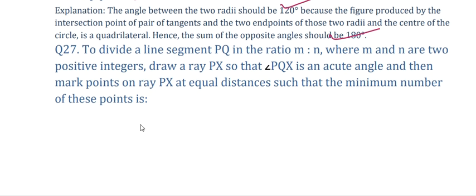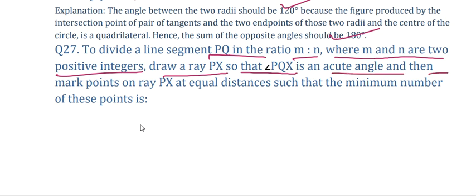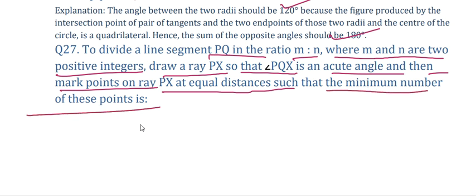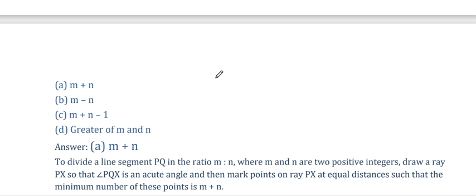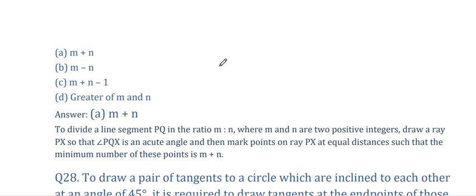To divide a line segment PQ in the ratio m is to n, where m and n are two positive integers, draw a ray PX so that angle PQX is an acute angle, and then mark points on ray PX at equal distance such that the minimum number of these points is what? Here are the 4 options: m plus n, m minus n, m plus n minus 1, or greater of m and n.